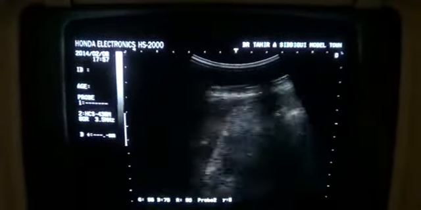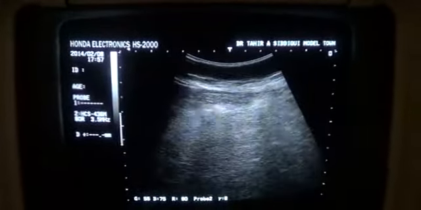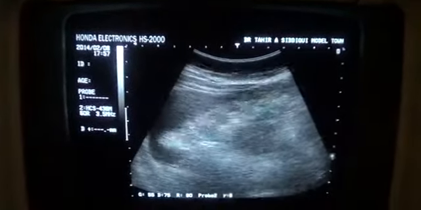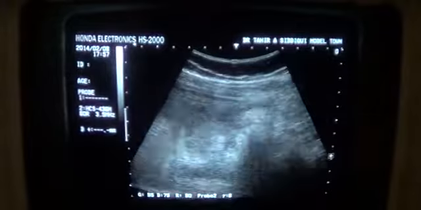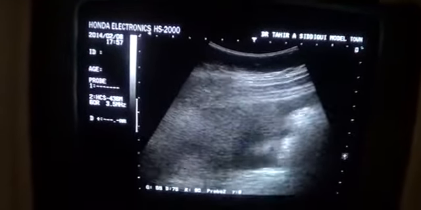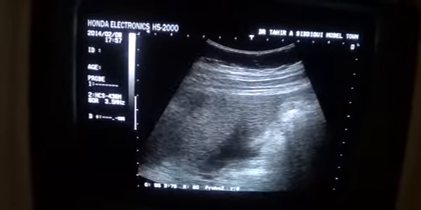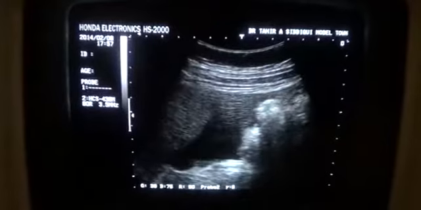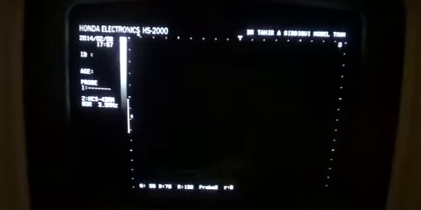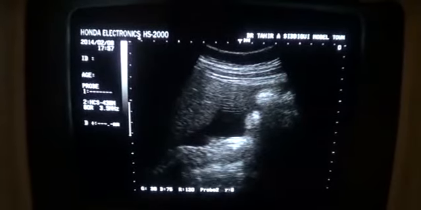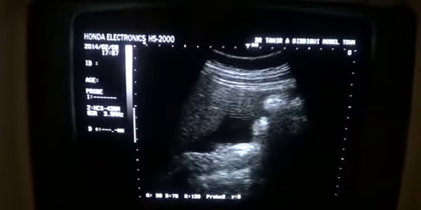And this is the right paracolic gutter. I am on the right side now. Liver, you can see. Again, you can see fluid with bowel floating in it, with the iliopsoas muscle. This is the iliopsoas muscle. These are the bowels. This is fluid.